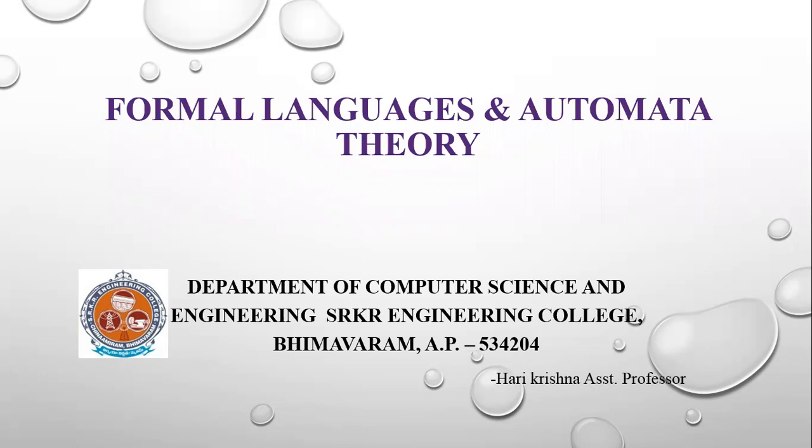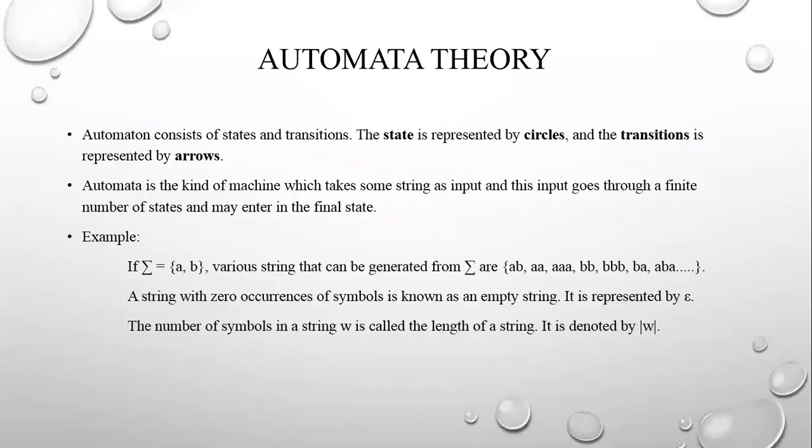Today, we're going to start a new lecture on formal languages and automata theory. First of all, what is meant by an automaton? An automaton is something that works without the direct intervention of a human, meaning the machine can work directly. An automaton consists of states and transitions. A state is represented as a circle and a transition is represented by an arrow.